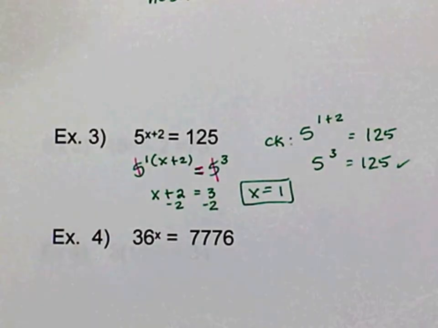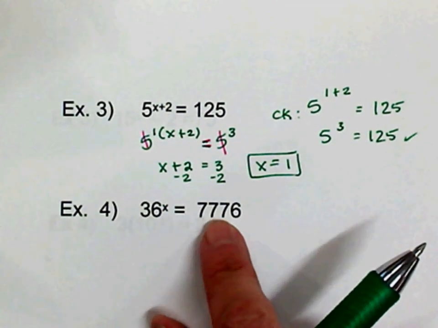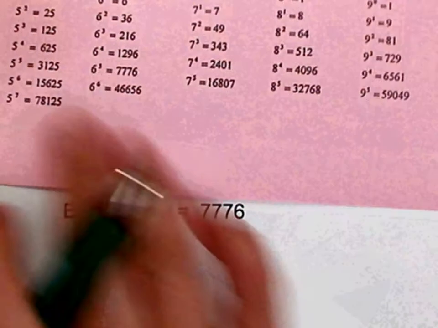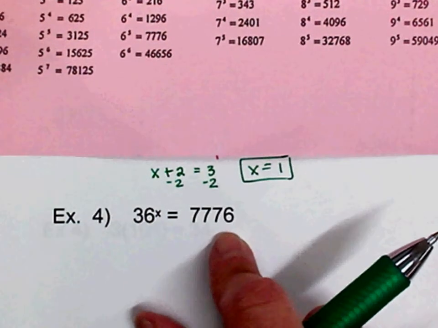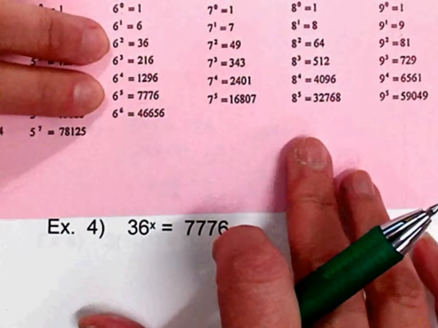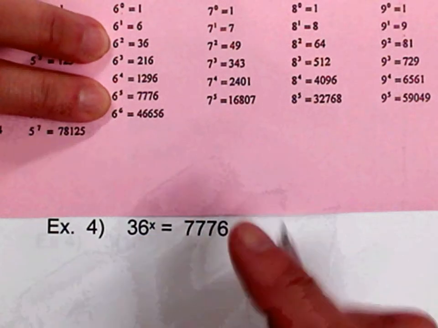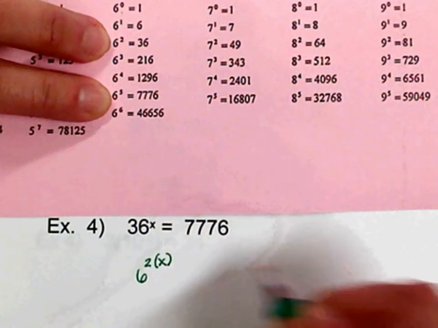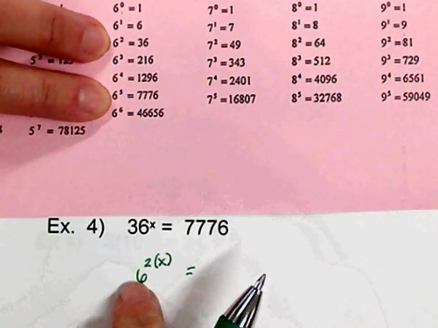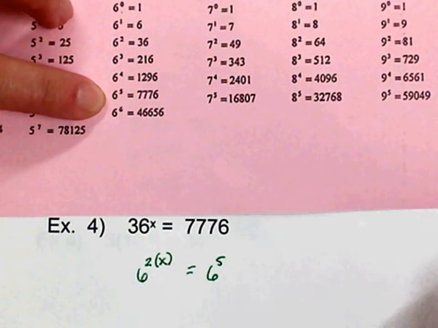Just like that. Okay? Next one, 36 and 7,776. Well, I don't have 36 in my power chart because I only went up to 10. However, 36 and 7,776, do you see how it is located right here? Okay, so instead of writing 36, can I rewrite that as 6 squared? Bring down your x equals, because 6 squared is the same thing as 36. How about 6 to the 5th instead of 7,776?